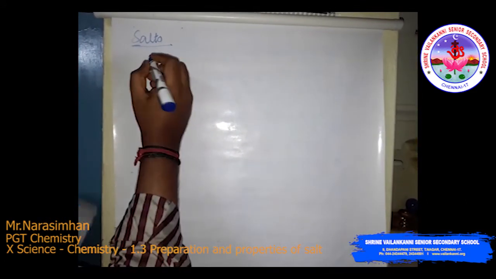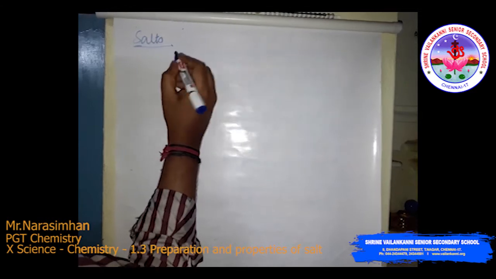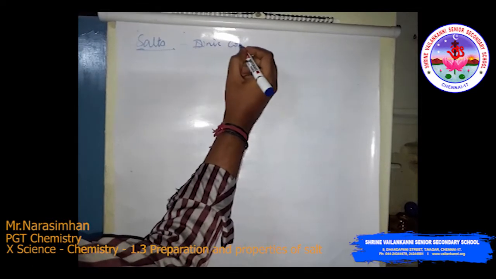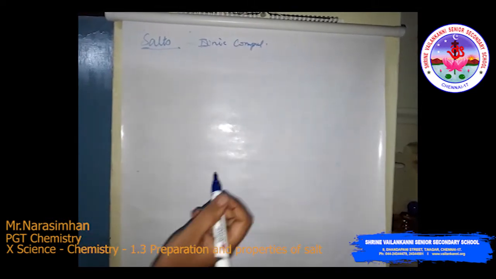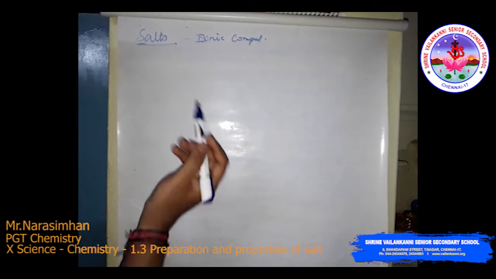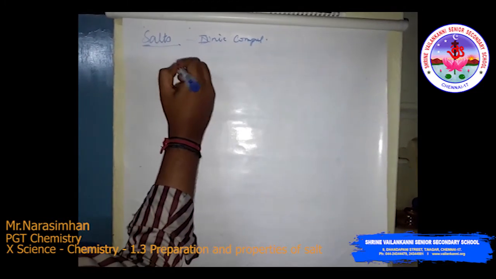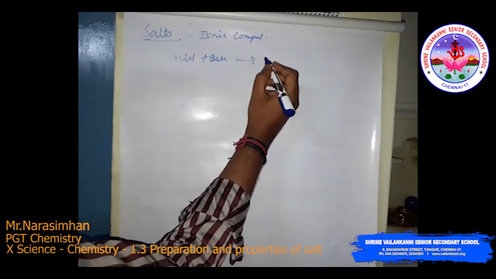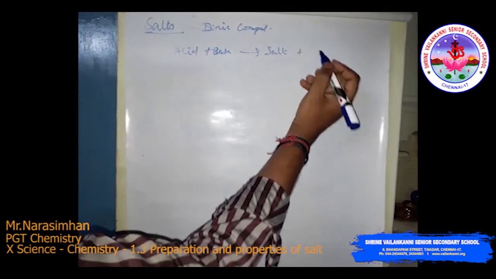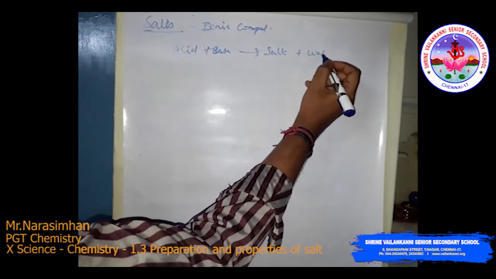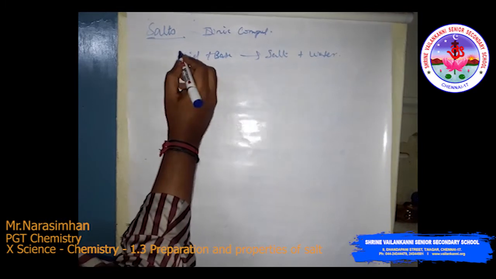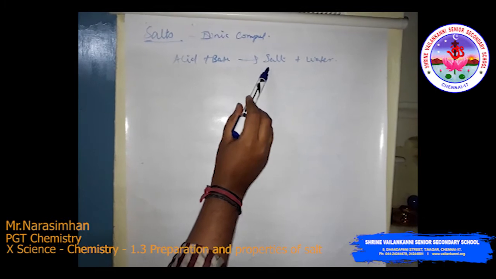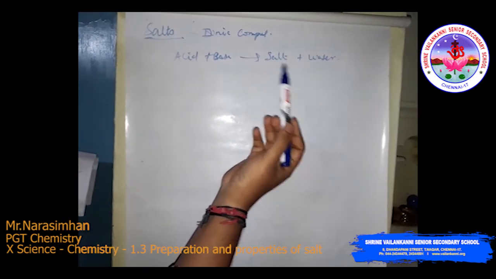Next, salts. Salt is an ionic compound. Now the properties of salt: when an acid reacts with a base, it produces salt and water. This is also called a neutralization reaction.